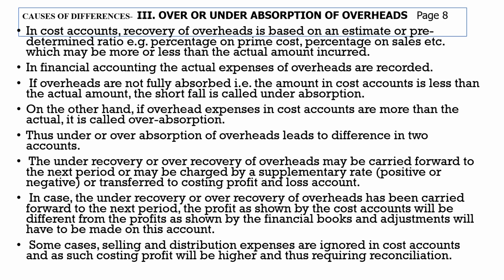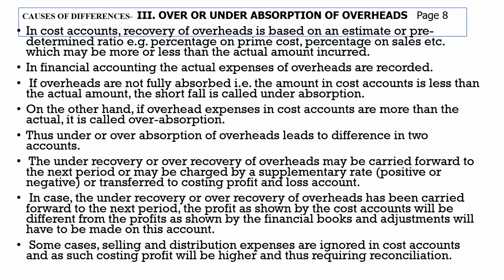Then the third cause for differences is under or over absorption of overhead. In cost accounts, recovery of overhead is based on an estimate or predetermined ratio, for example, percentage of prime cost or percentage of sales, which may be more or less than the actual amount incurred. In financial accounts, actual expenses of overhead are recorded. If overheads are not fully absorbed, the amount in cost accounts is less than the actual amount.